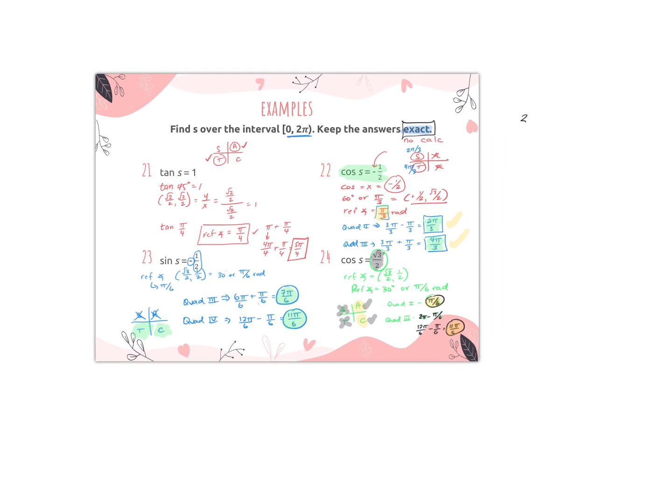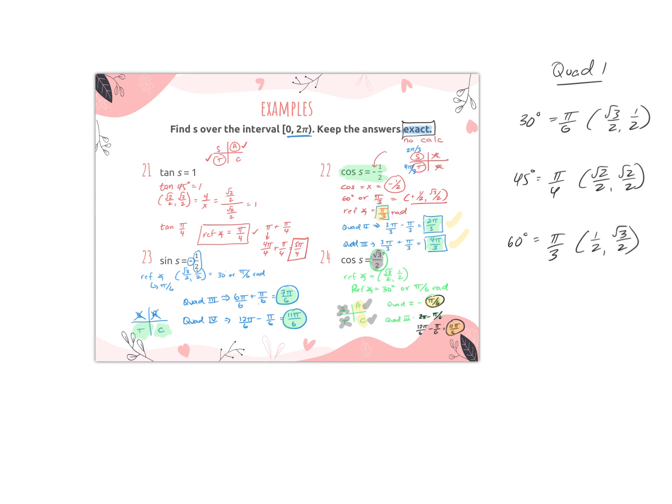Remember that 30 degrees is pi over 6, and it's square root of 3 over 2 and a half. 45 degrees is pi over 4, and it's radical 2 over 2, radical 2 over 2. These are all the ones in quadrant 1. And 60 degrees is pi over 3, the x value is a half, and the y value is radical 3 over 2. And once you know these, then you know.